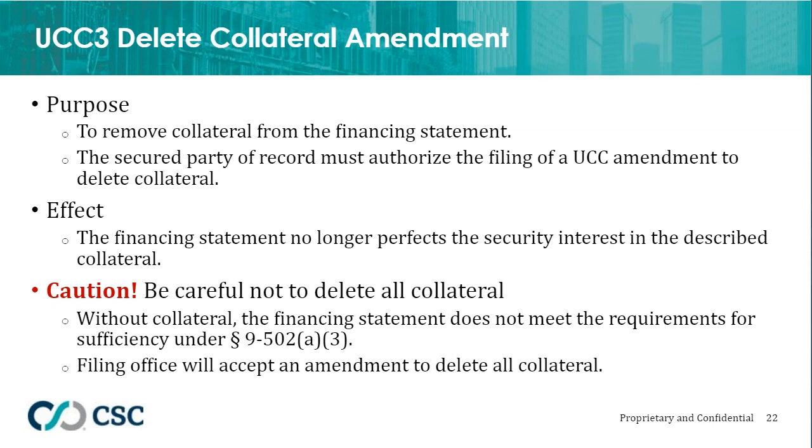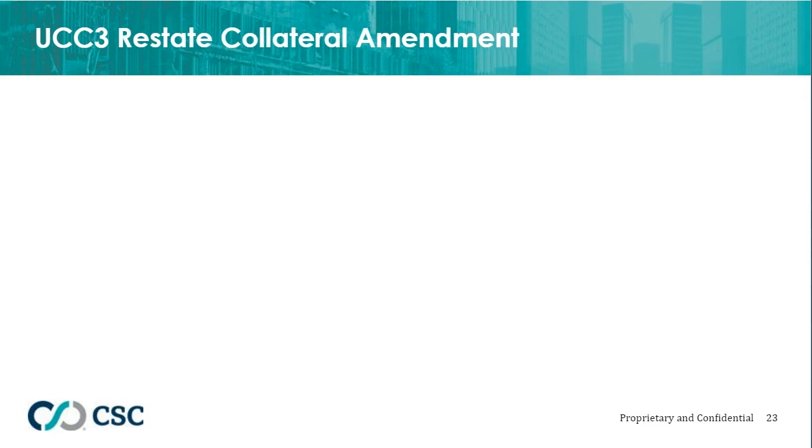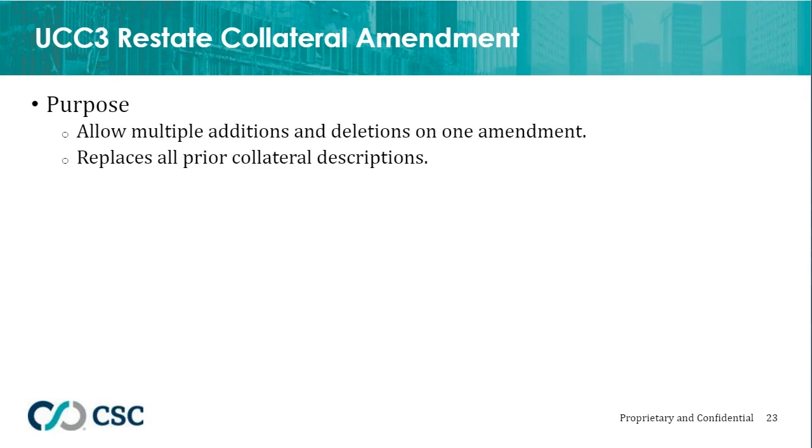Next up is an amendment to restate collateral. This is a very helpful type of amendment, but people don't always understand what it means. The idea here is to allow for multiple additions and deletions with one amendment rather than filing a bunch of separate UCC3 amendments. It does this by replacing all prior collateral descriptions. That's what a restate collateral does. It's like starting over with your collateral description.